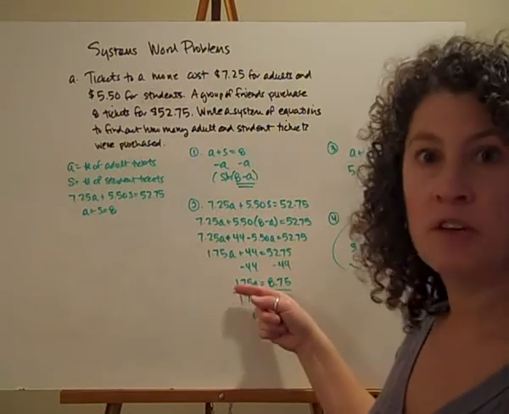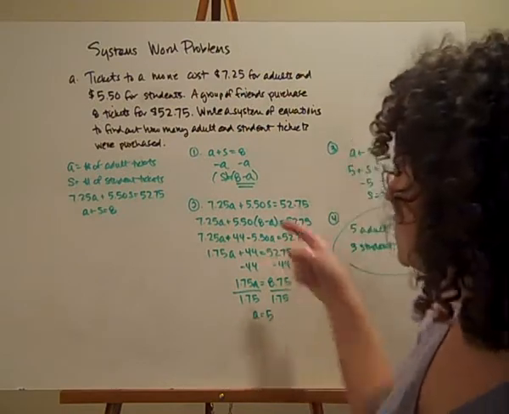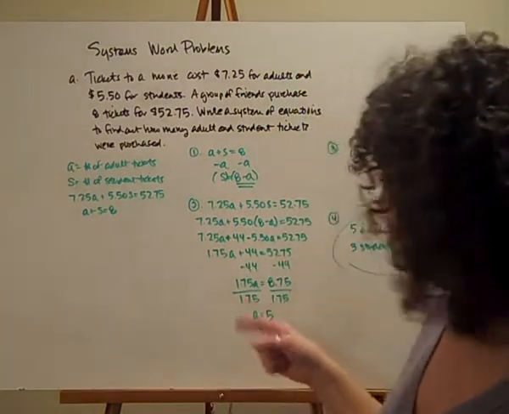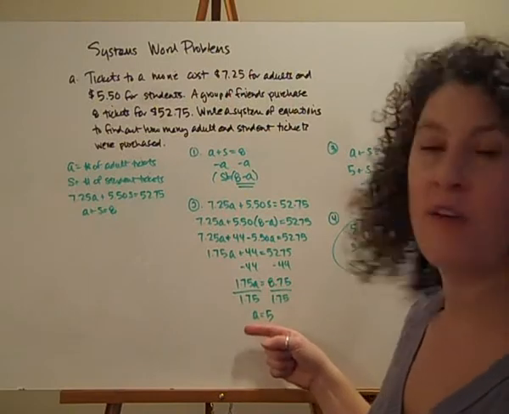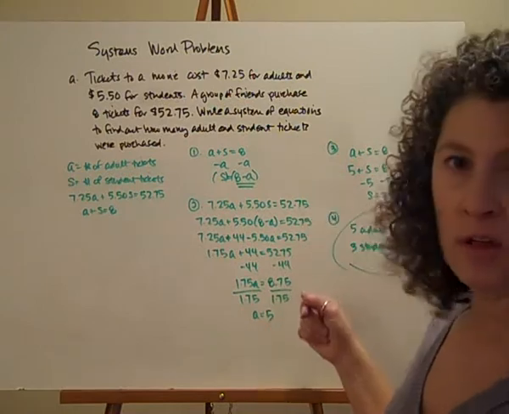Then I'm going to get the a by itself by dividing by 1.75. And I end up with a equals 5. So this tells me half of my problem, half of my question, which was that they bought 5 adult tickets, which makes the rest of this pretty straightforward to do. But I'm going to follow through the steps anyway.